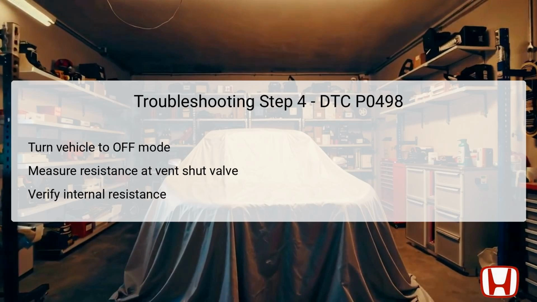The fourth step in troubleshooting DTC P0498 entails conducting a resistance check on the EVAP canister vent shut valve to assess its internal condition. With the vehicle turned to the off-lock mode, disconnect the 2P connector from the vent shut valve to ensure an accurate reading. Subsequently, measure the resistance between the two designated test points on the valve.